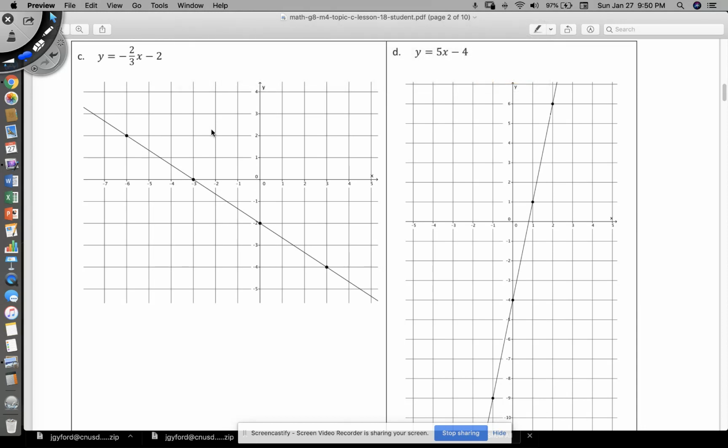C again is a negative slope. You can see that our slope is negative 2/3, which means we're dropping 2, running 3. I want you to tell me where it crossed the y-axis. Look right down the y-axis, see where it crossed, and give me the coordinates of that. So go ahead and do C and D.